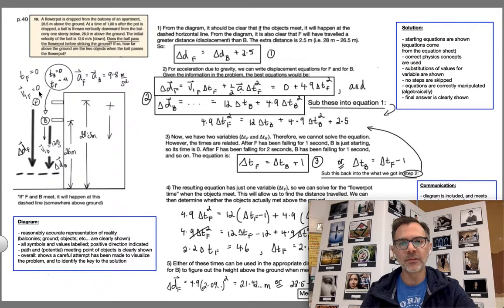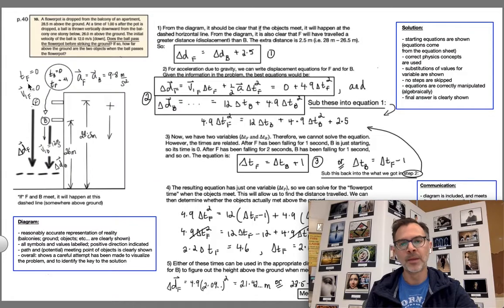Well, the next thing to do is to label all of the important information. For example, the flower pot's initial velocity is 0 and the ball's is 12. But there's two V1s here and I don't want to confuse them. So V1F for flower pot and V1B for ball.